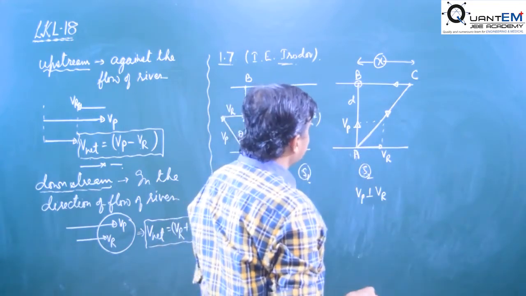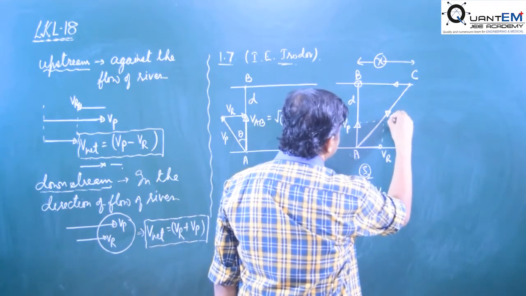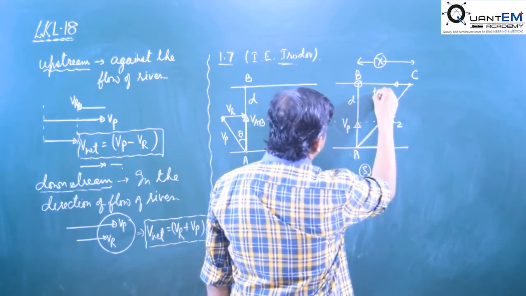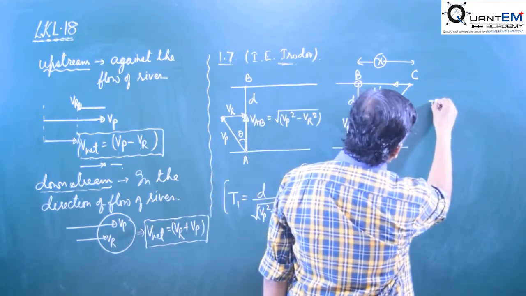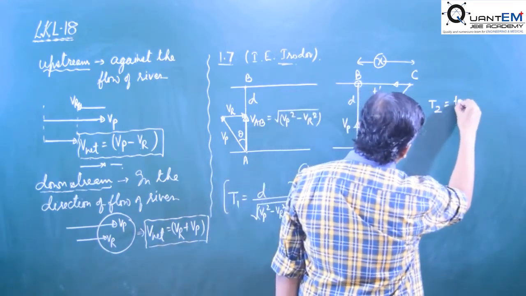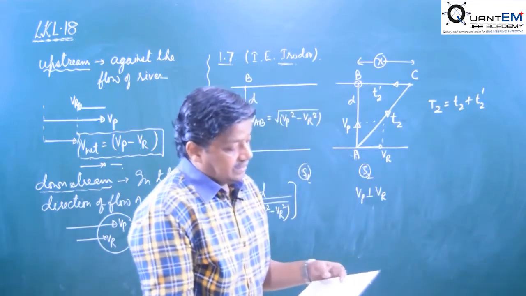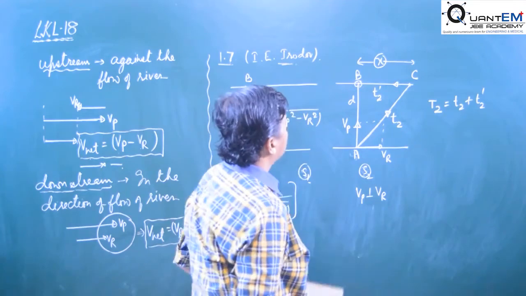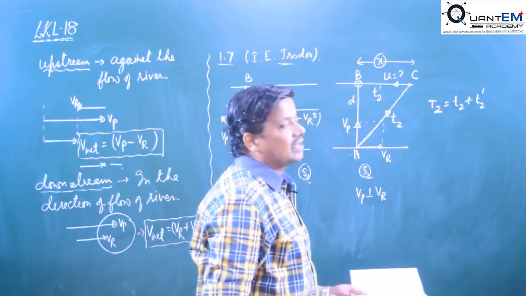So suppose the time taken here is T2, and here the time taken is T2 dash. So the total time taken by the second swimmer is T2 plus T2 dash. What was the velocity of his walking? Now, the velocity of his walking is what we have to get, that means we have to get the value of u.